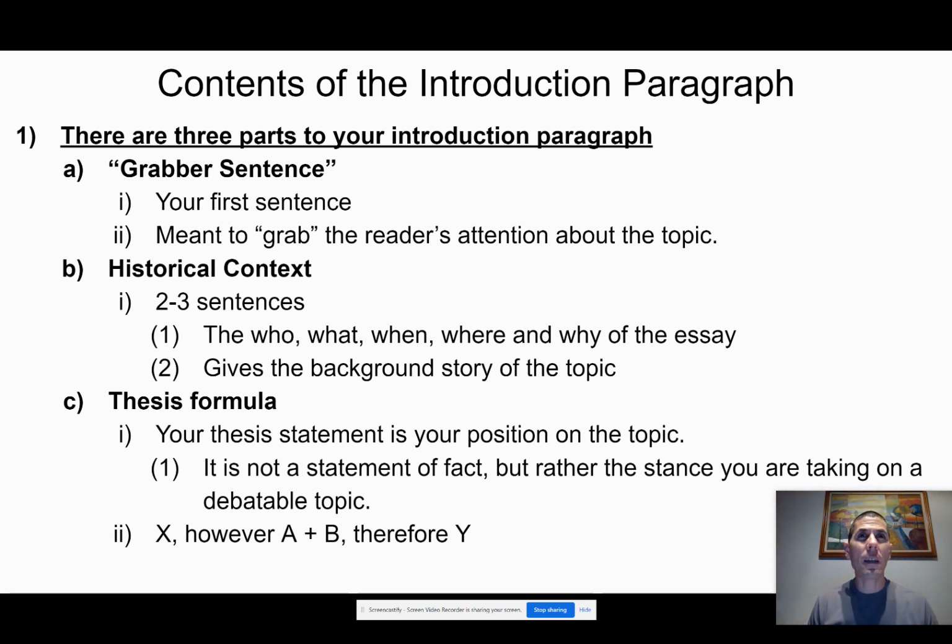College Board makes that easy because every topic they give you is going to be debatable, but you must take a stand. You are not stating fact. They're two different things.